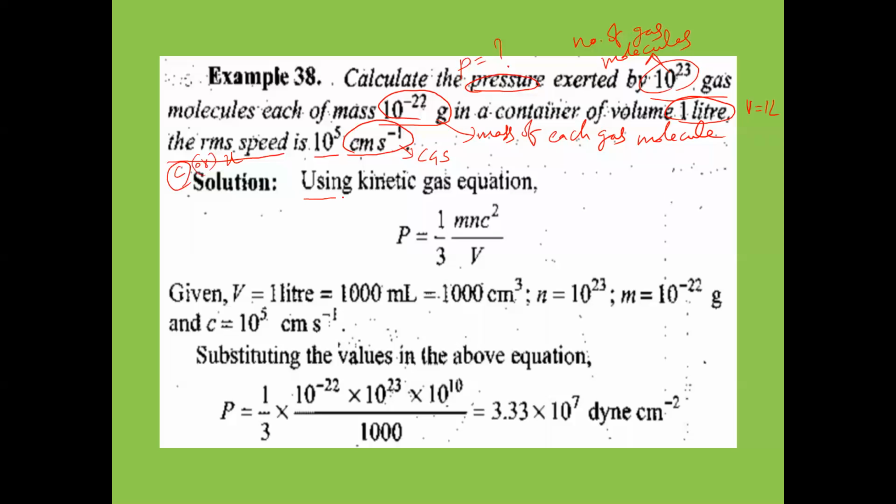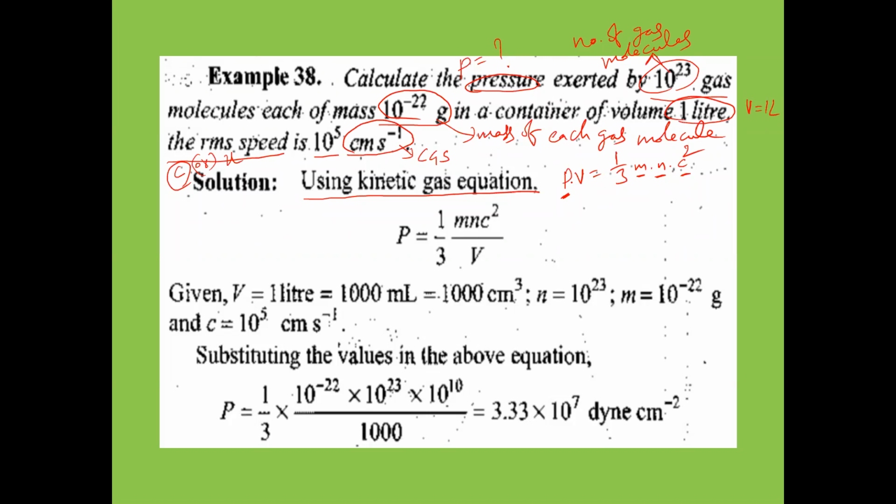Now, using the kinetic gas equation. Which theory did we discuss earlier? KMT, the kinetic molecular theory of gases. From that we derived one equation called the kinetic gas equation: PV is equal to 1 by 3 mNC square. So here P is asked to calculate. V is given, mass of each molecule is given, number of gas molecules is given, and C, the RMS velocity, is given.